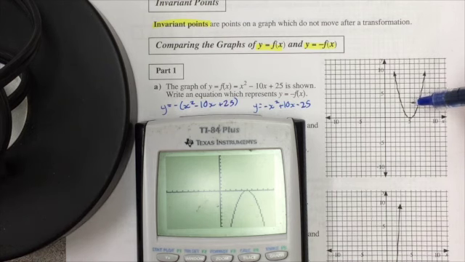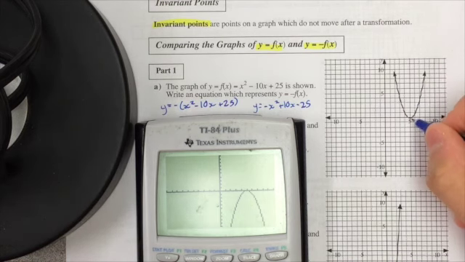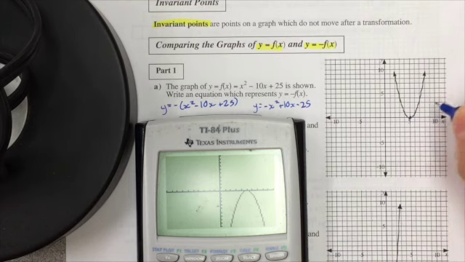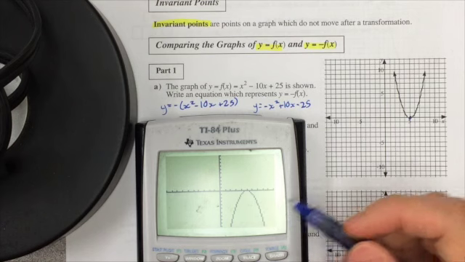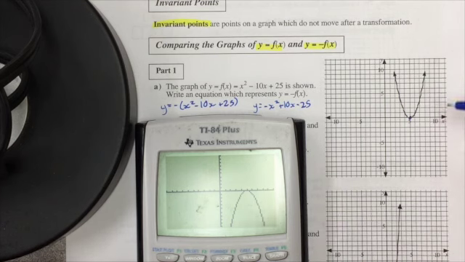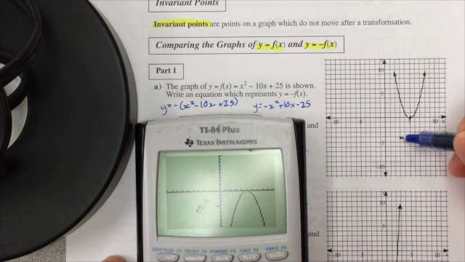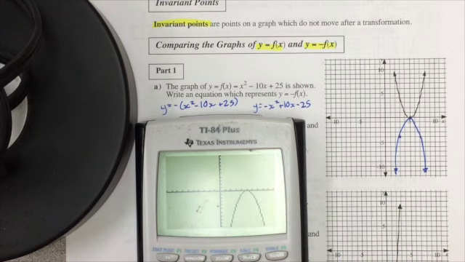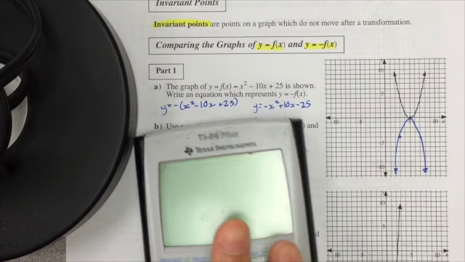So it looks like it's exactly like this graph. Where this graph had a minimum point at 5 and 0, this graph looks like it has a maximum point at 5 and 0. Alright, so let's basically draw the mirror image of this graph here, and there we go. That's what's going on with negative f of x.